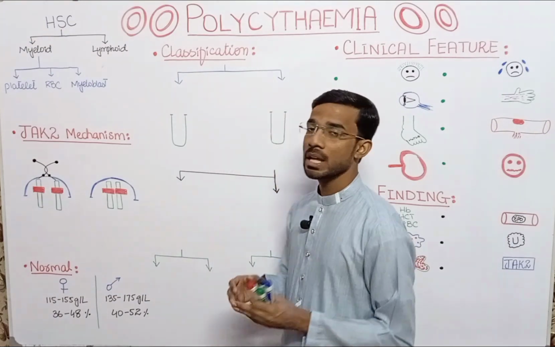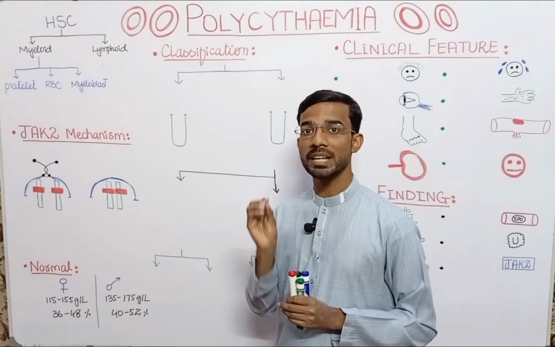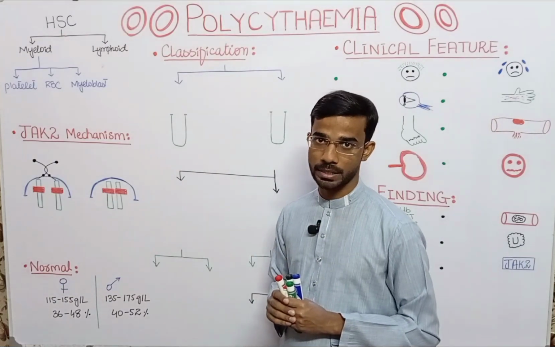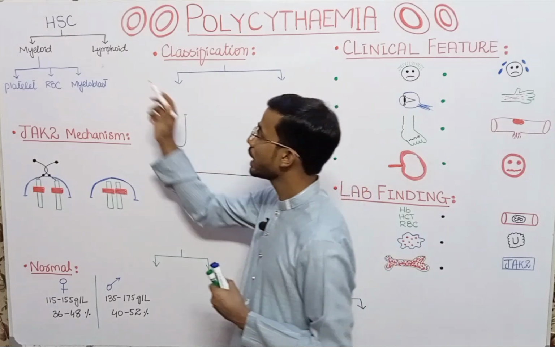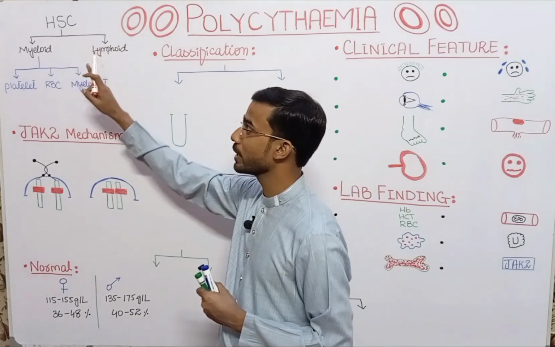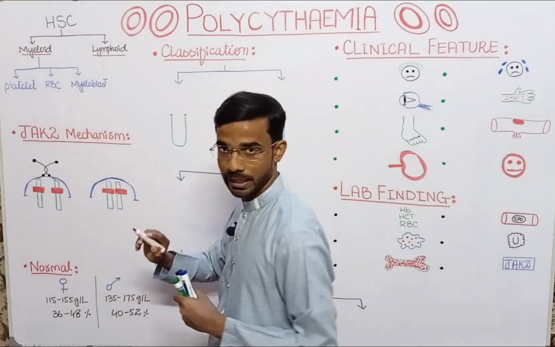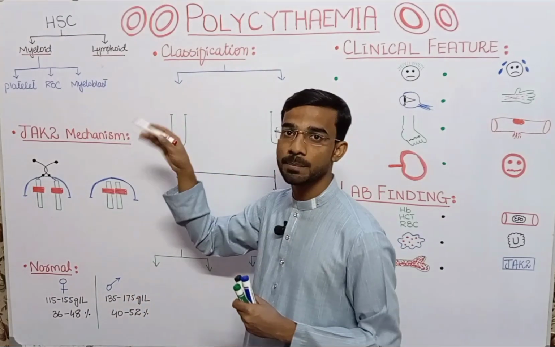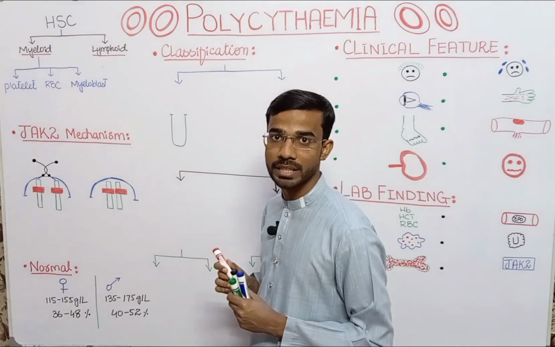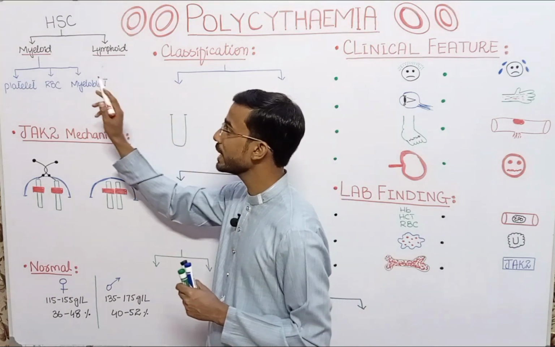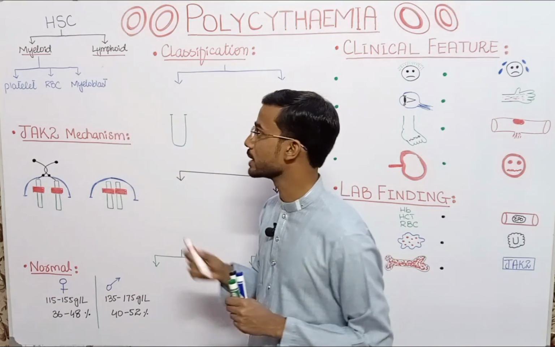First of all, the hemopoietic stem cell is the major cell in the formation of the different blood cells. Here you see that the hemopoietic stem cell divides into two, the myeloid lineage and the lymphoid lineage. From the lymphoid lineage, B and T cells and the natural killer cell form. But the myeloid divides into three categories.